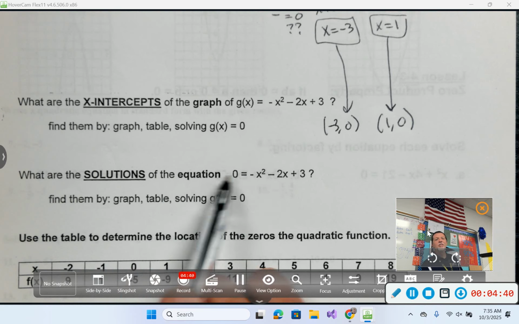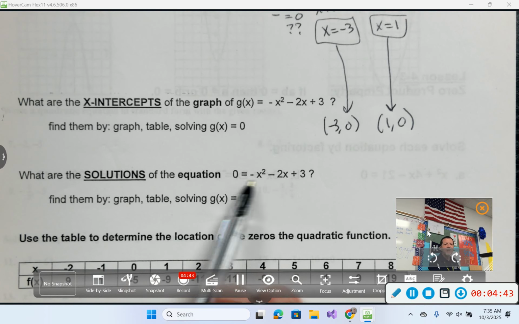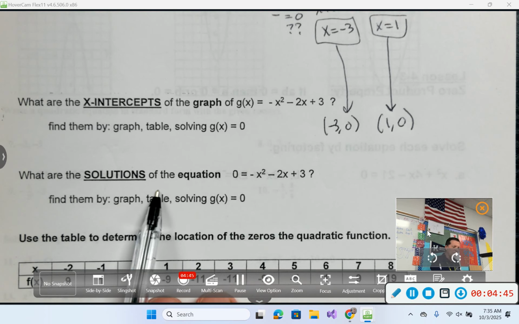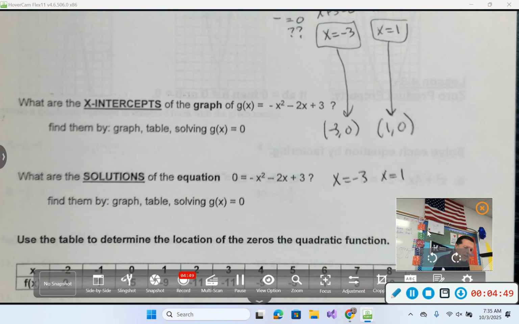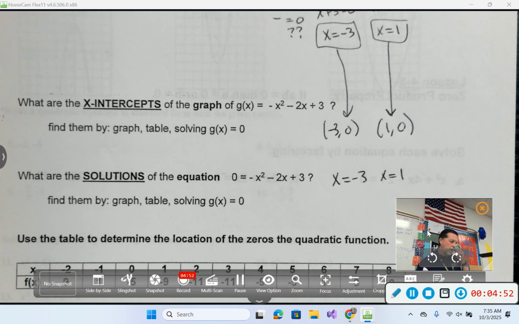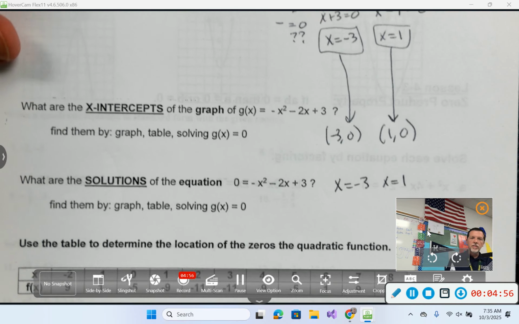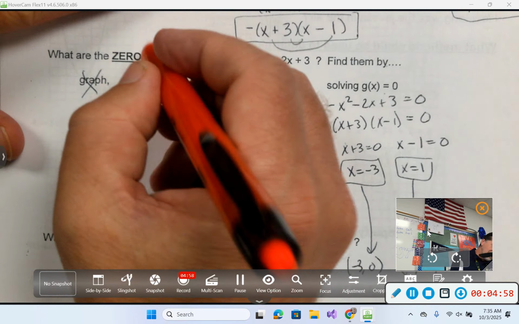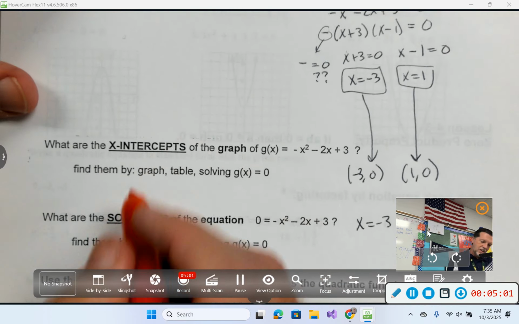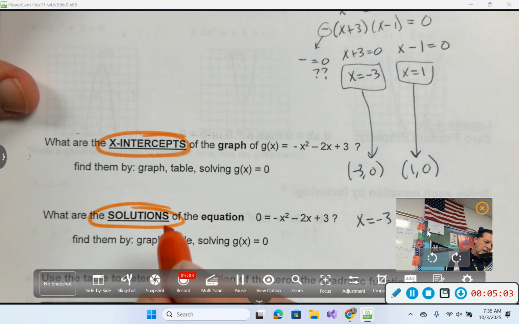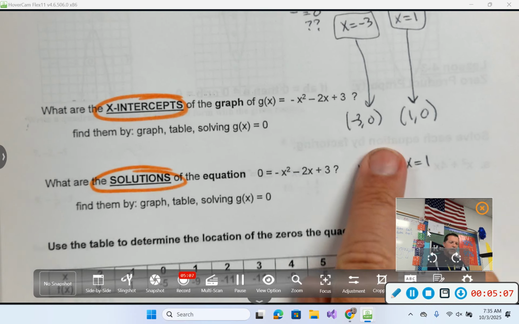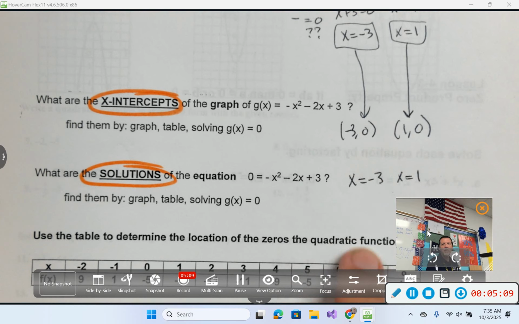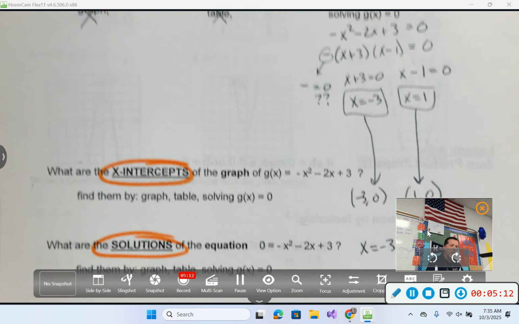Next question, what are the solutions to this equation? Well, we already did this. Set the equation equal to 0. It's still x equals negative 3 and x equals 1. So what we're trying to say here is that zeros and x-intercepts and solutions, those are all kind of the same thing. We write them a little bit differently because x-intercepts we write as points, but it's the same stuff.